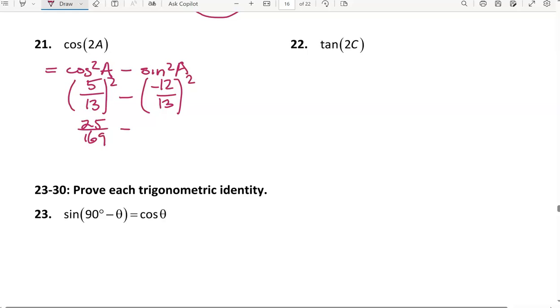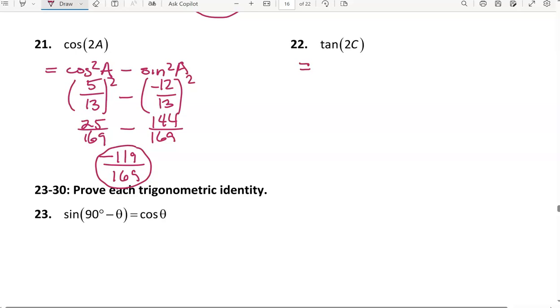25/169 minus 144/169. Don't forget that when you're squaring a negative number, you have to square first and get a positive result and then subtract. And then the result from there is negative 119/169. In 22, we're asked for the value of tangent of 2 times c.